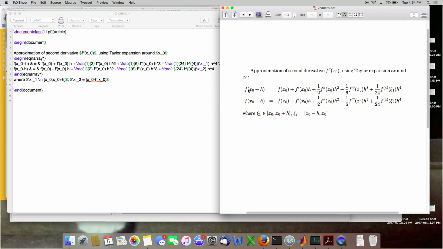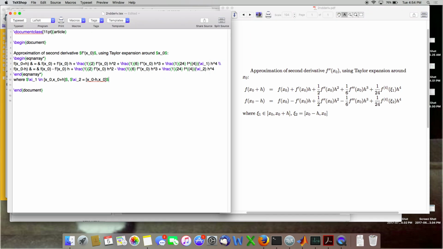So now what I'm going to do is add these together. The thing is, when I add this, I'm going to get 2 f of x naught. These terms will cancel, the f prime terms. The f triple prime terms will also cancel. These won't, and these won't. These won't either. But I do want to get rid of this. So if I add these, I get f of x naught plus h minus 2 f of x naught plus f of x naught minus h.